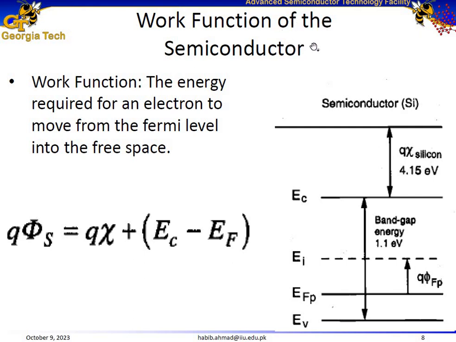The work function for a semiconductor is the energy difference between the vacuum level and the Fermi level. So it's basically E vacuum minus EF. Or it's actually the addition of several energy values. The work function for this semiconductor, which is p-type, is the addition of the electron affinity chi, which for silicon is 4.15 electron volts, plus EC minus EF.